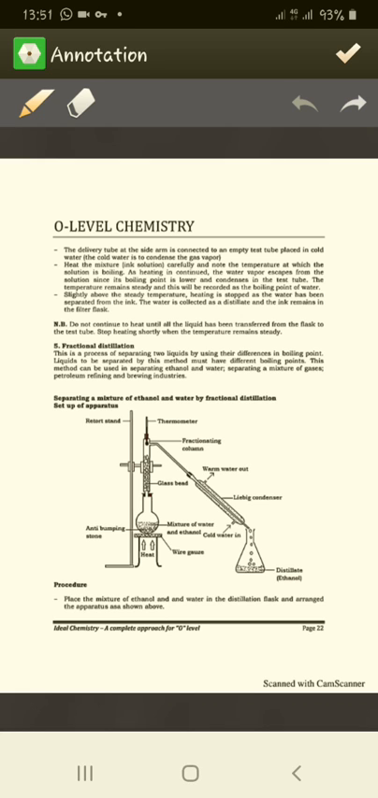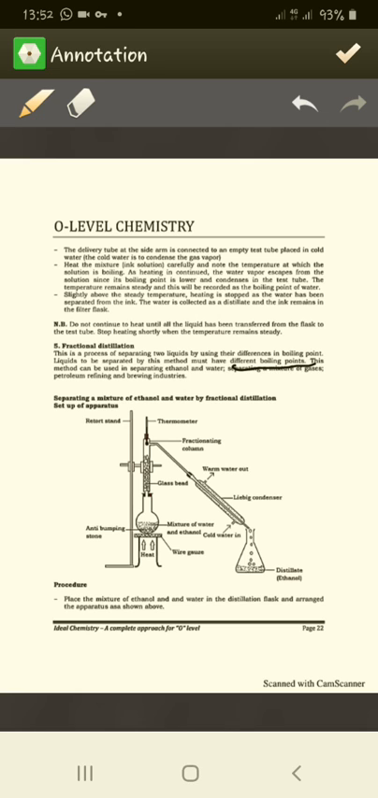We usually ask that question: give a reason for using fractional distillation. The answer is the liquids have different boiling points. This is the process of separating two liquids by using their difference in boiling points. So when liquids have different boiling points, we use fractional distillation. Liquids to be separated by this method must have different boiling points.